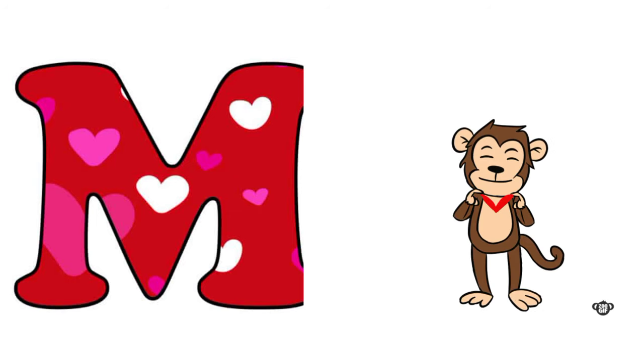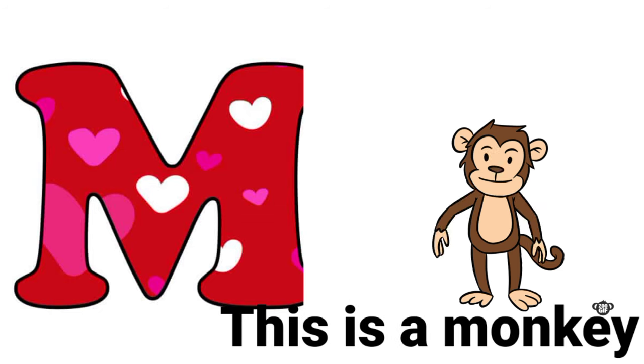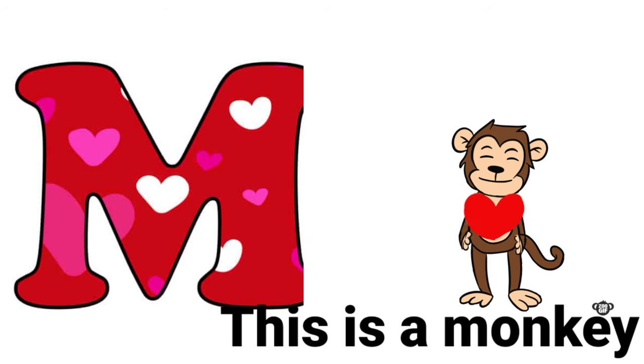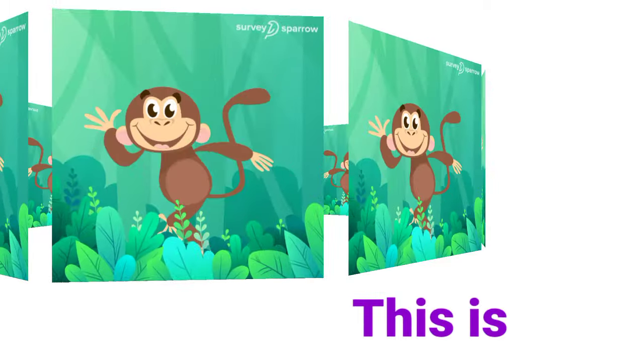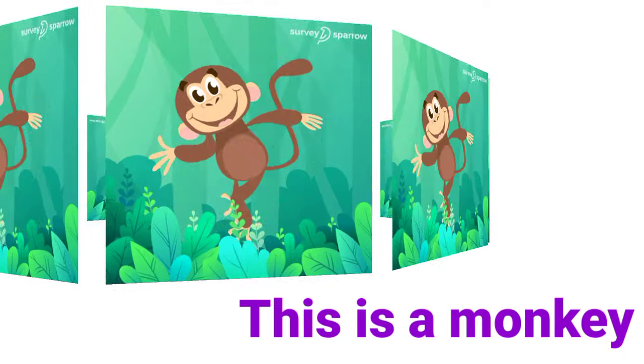M. M is for magnet. This is a magnet. M is for monkey. This is a monkey. Say with me. This is a monkey. This is a magnet.